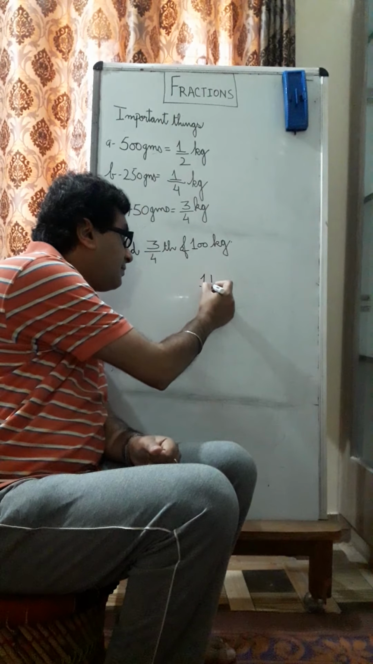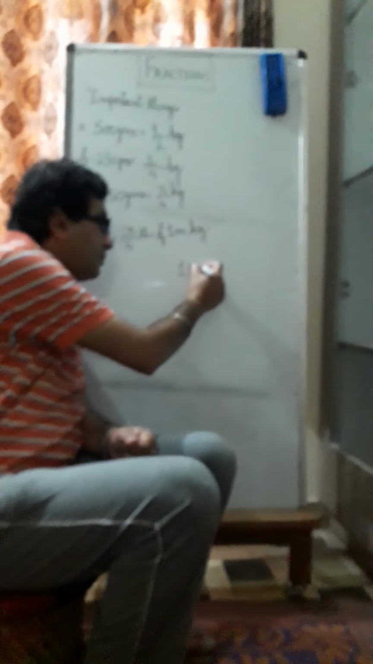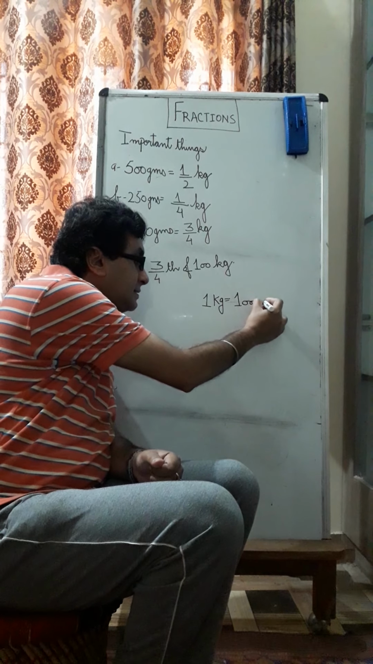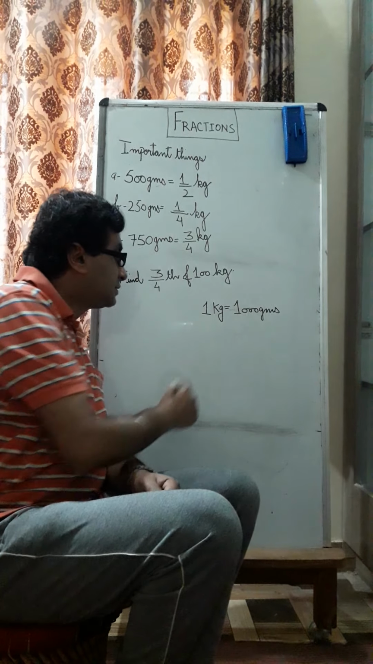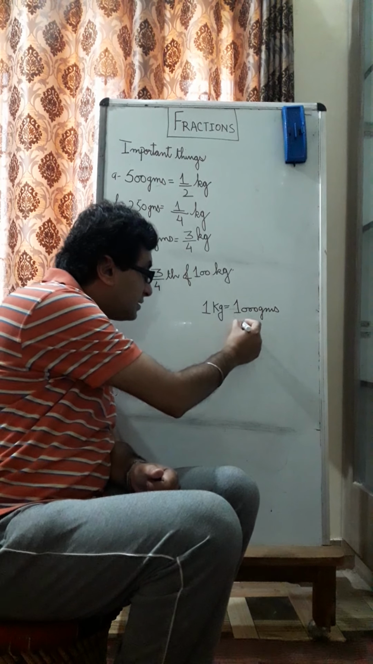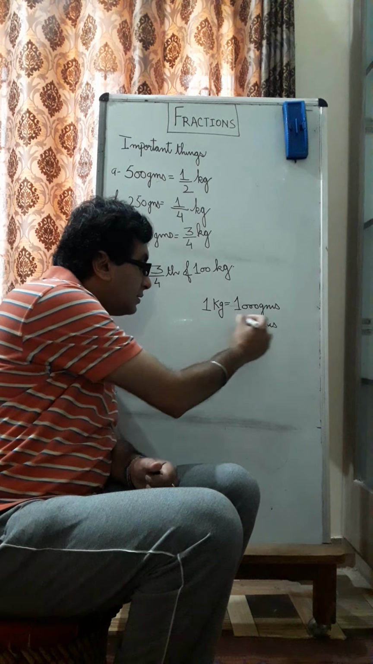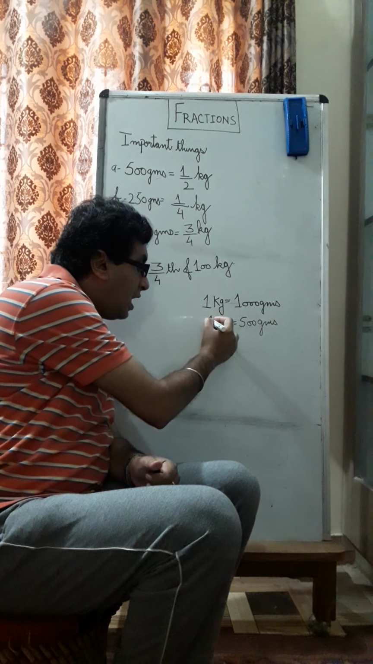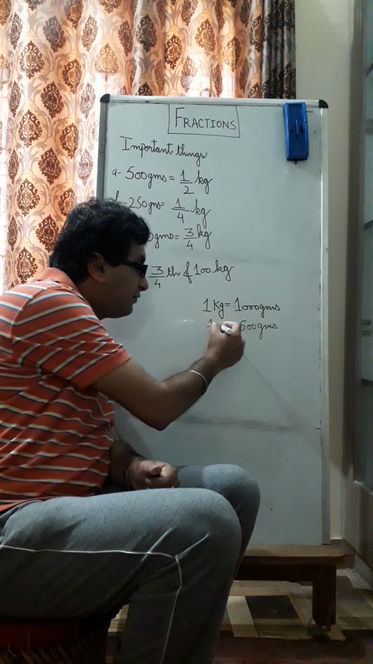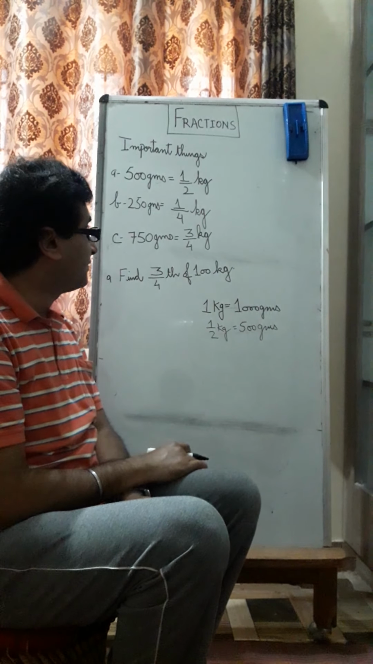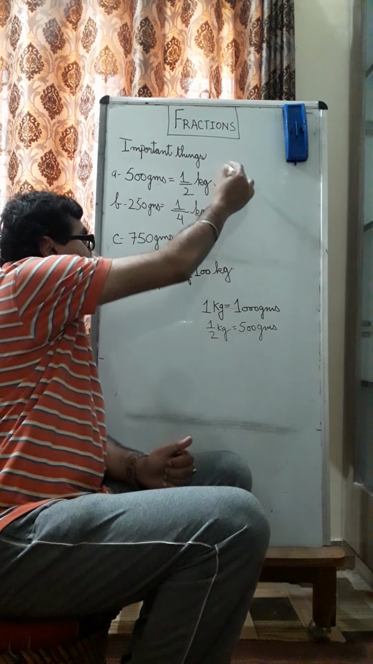1 kilogram is equal to how many grams? 1000 grams? Yes. So half of 1000 is 500 grams? Yes. 500 grams was half of 1000, right? So half kg is 500 grams. This is how you get it.